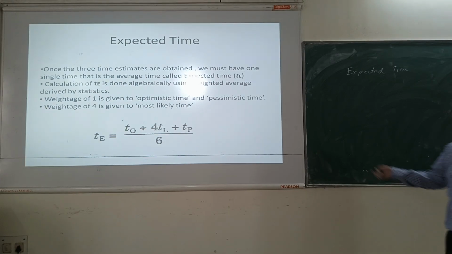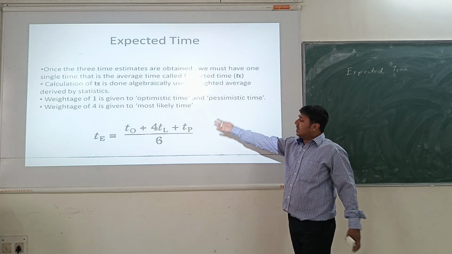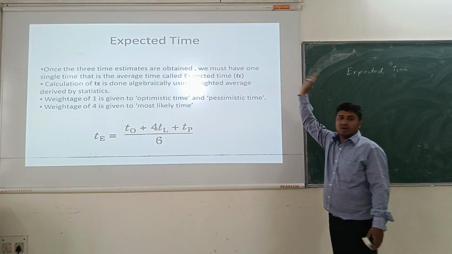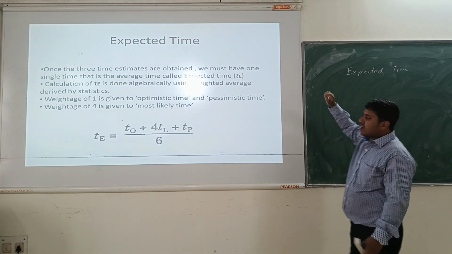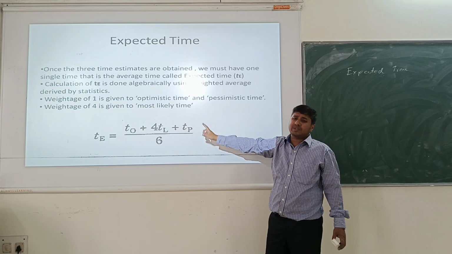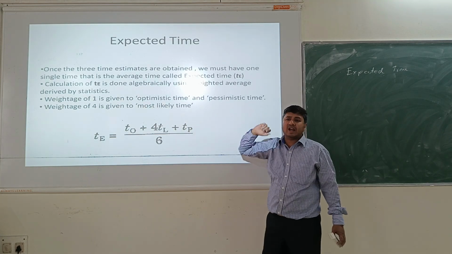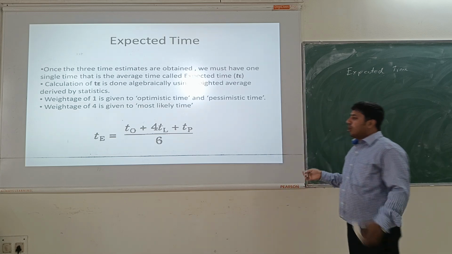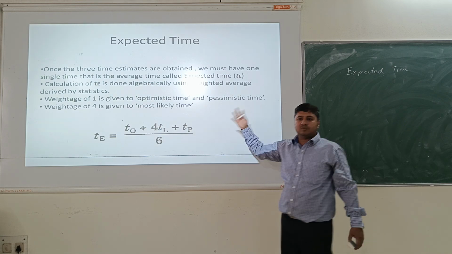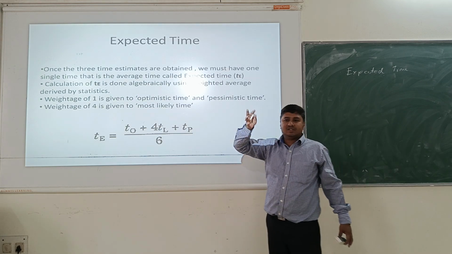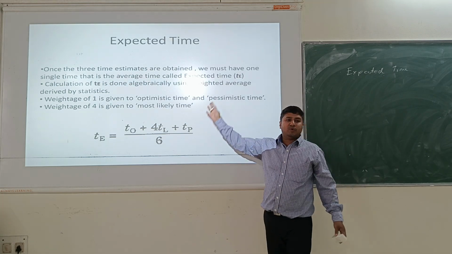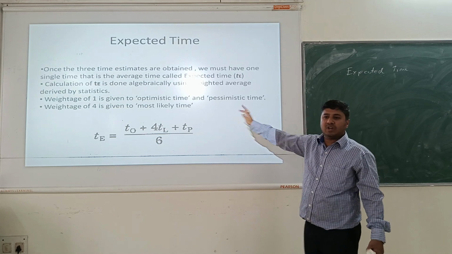That is why we use a numerical value, giving weightage factors to an algebraic equation, and that equation is called the most expected time. We give weightage 1 to the optimistic time and pessimistic time, and weightage 4 to the most likely time. Suppose optimistic time is the least, say 3 days, pessimistic is the maximum, say 15 days, and most likely is 7 to 8 days. For any activity, if you sort these three values, you can get the most expected time using this numerical value.